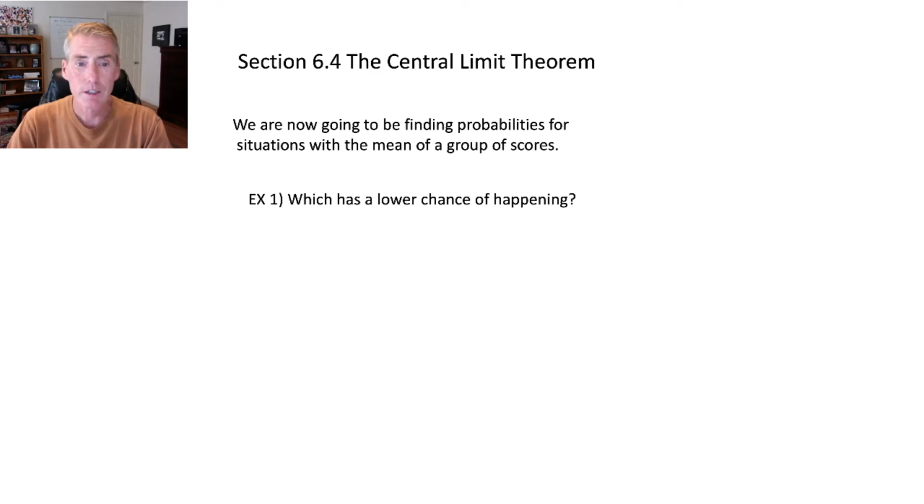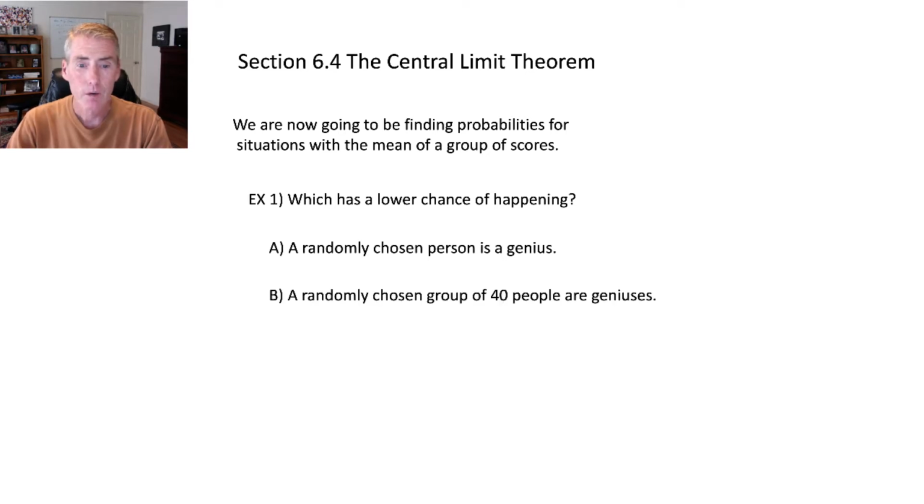But first, take a look at this. Which of these has a lower chance of happening? A randomly chosen person is a genius. A randomly chosen group of 40 people are all geniuses. Well, part A, yeah, that could happen. Part B, you randomly pick 40 people and they're all geniuses? I don't think that's going to happen. So part B is going to have a much smaller answer. So it's easier to get one person to do something rather than 40 people.